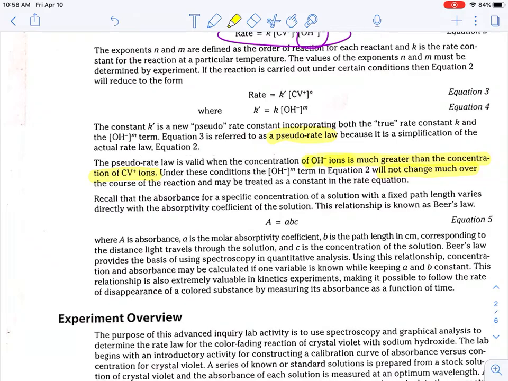So here's the nuts and bolts of this. Because the hydroxide ion concentration is so much bigger, we're going to assume that it's not going to change. So that's going to be the first key assumption.